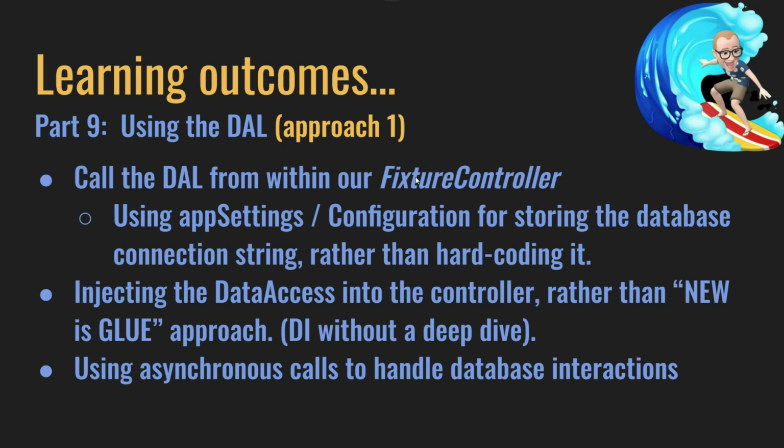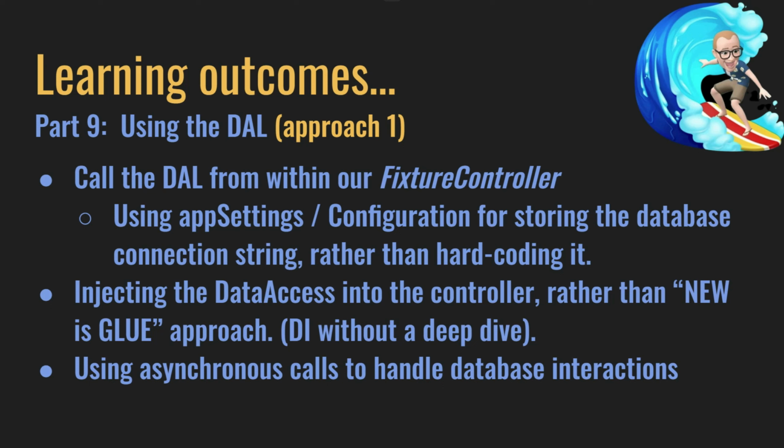Here are the learning outcomes from this video. We're going to call our data access layer, or DAL, from within our fixtures controller. To do that, we're going to have some other steps. We're going to show you how to get your connection string out of the hard-coded state like we did in our test harness and put it in app settings.